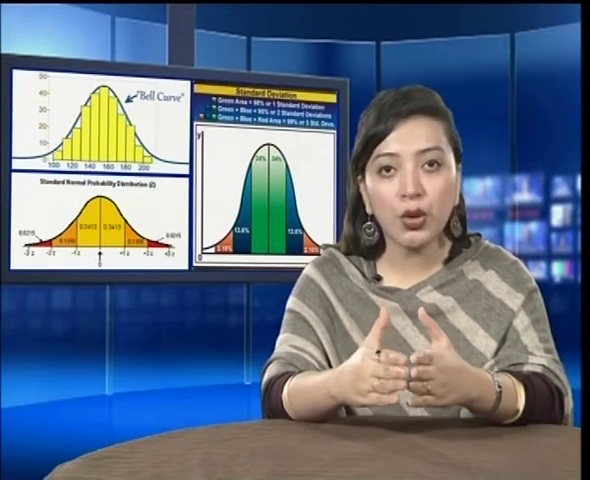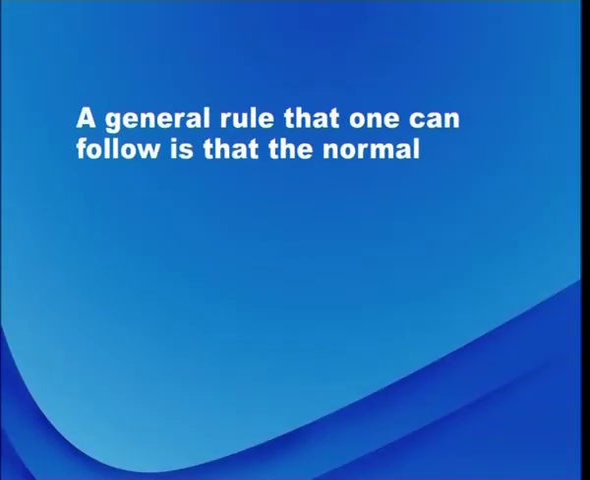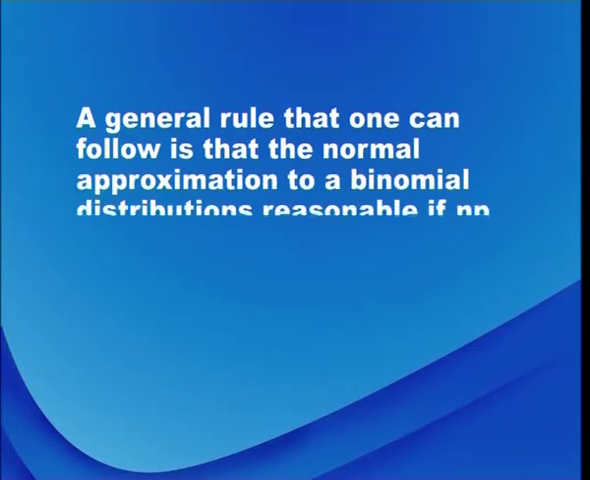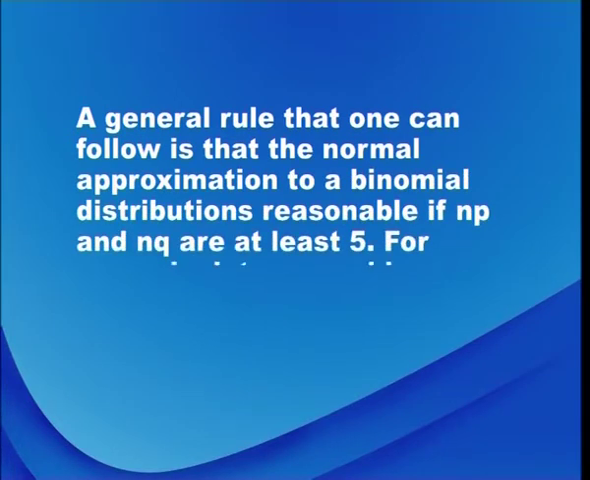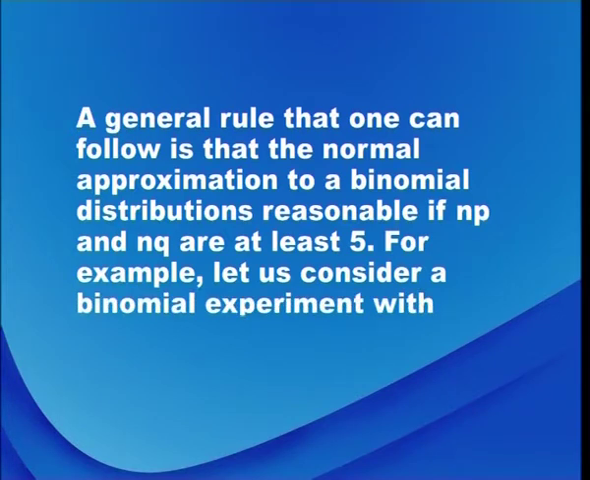Although the binomial distribution is a discrete probability distribution and the normal distribution is continuous, yet it is possible to use the normal distribution as an approximation to the binomial if n is large and p is greater than 0.1. Generally speaking, a normal approximation to a binomial distribution is not good if n is small and p is near 0 or 1. A general rule that one can follow is that the normal approximation to a binomial distribution is reasonable if np and nq are at least 5.